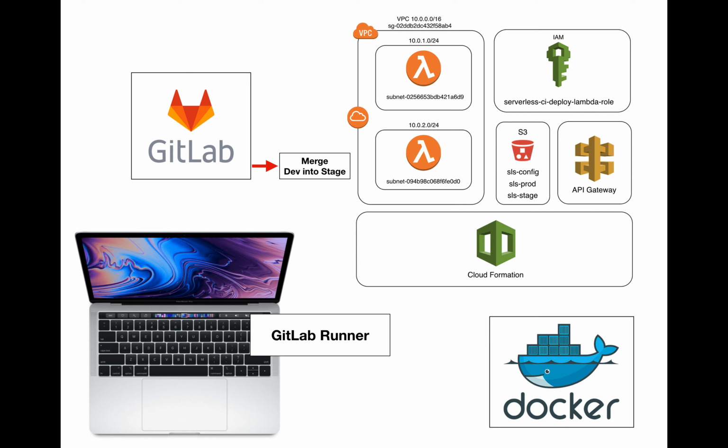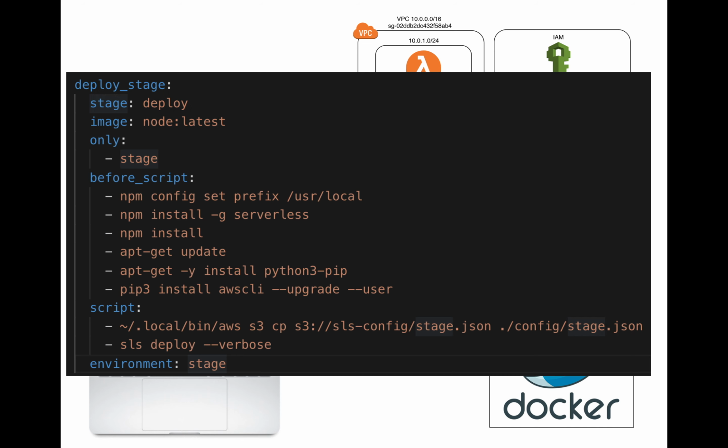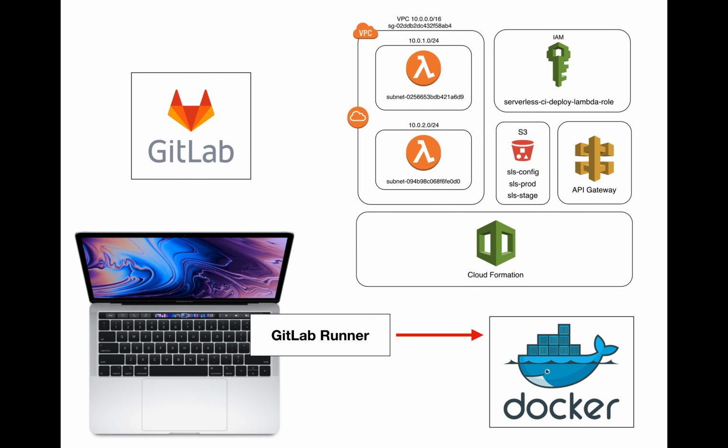And when that happens, the GitLab runner on my computer detects that change and downloads a YAML file from GitLab. This contains all of the necessary steps to deploy this stuff into staging. The first thing it's going to do is pull the latest node image from Docker Hub, and we're going to install the serverless framework on there, and then we'll install the AWS CLI, and then we will copy our configuration files from our S3 bucket, and then we'll deploy to staging.